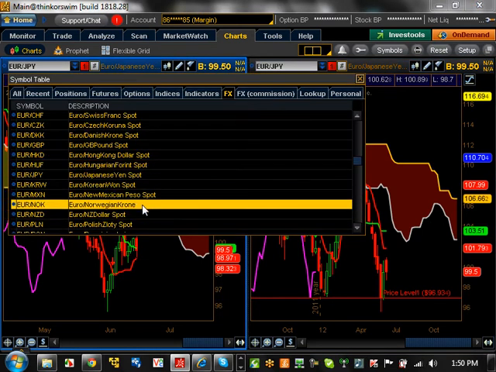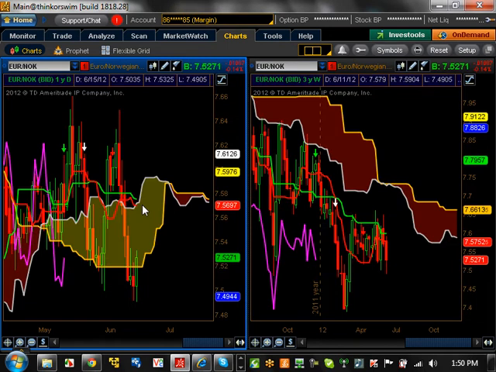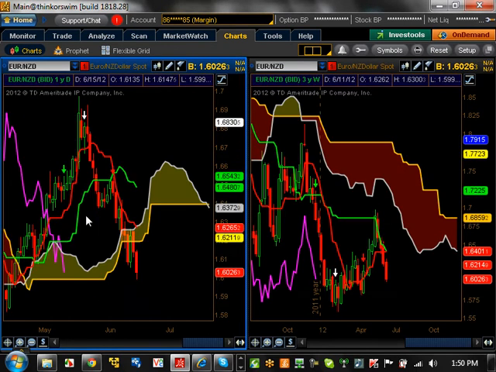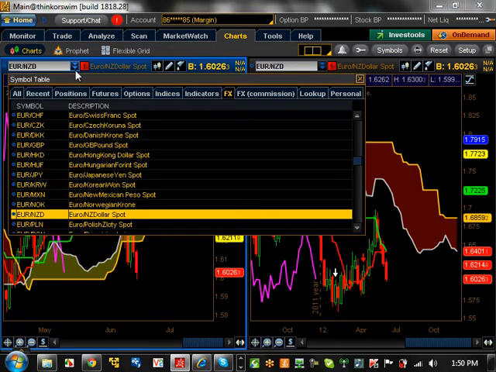Euro NOK, we're going to talk about this. Nothing really going on in this one, so we're just going to ignore that one. Euro New Zealand. As you can see from the trend here, this is going down. It broke the support here, went a little lower, then came back. This one's been an ugly trend. Really not much going on in this one, so it's not even worth talking about.